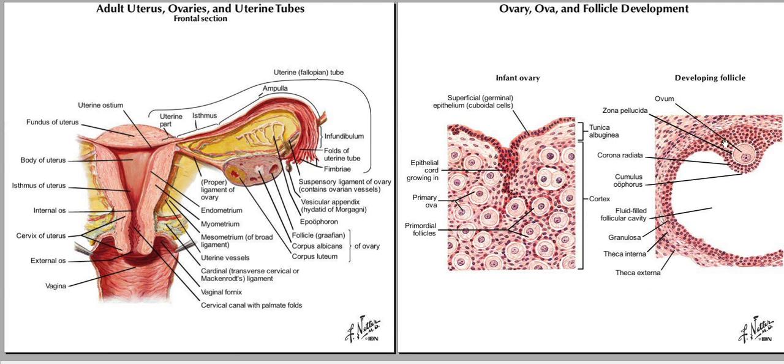And with the developing follicle, you see the ovum here, the zona pellucida, corona radiata around it, and the cumulus oophorus at the end of it. And there's a fluid filled follicular cavity, the granulosa, theca interna, and then the theca externa. So here too.